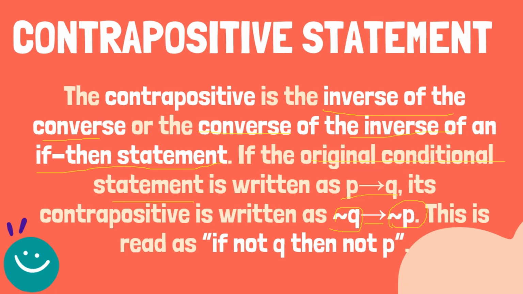Okay? So, nag-converse ka muna bago mo ninegate yung converse mo. Okay? So, pinagpalit mo muna yung P and Q. And then, saka mo naman nilagyan siya ng negation. Okay? This is read as if not Q, then not P. That is the contrapositive statement. Para mas maintindihan, here is an example.